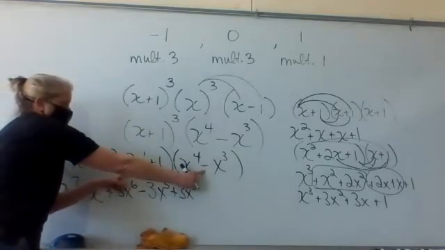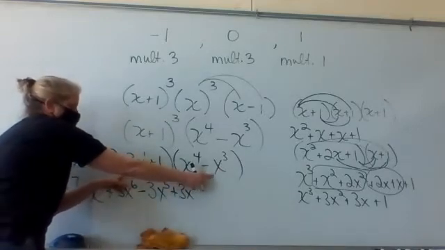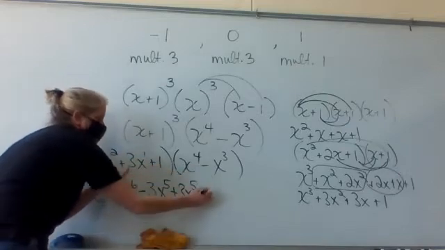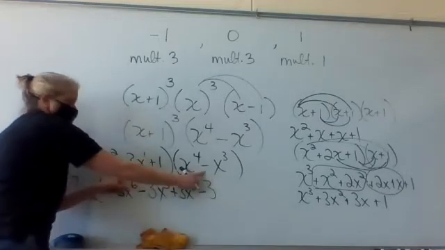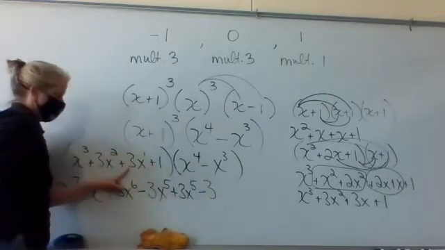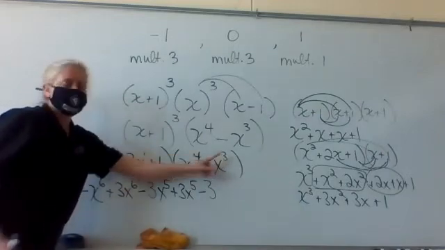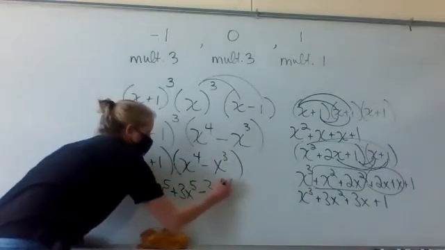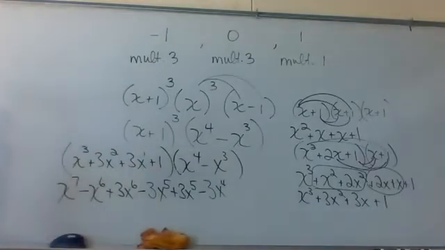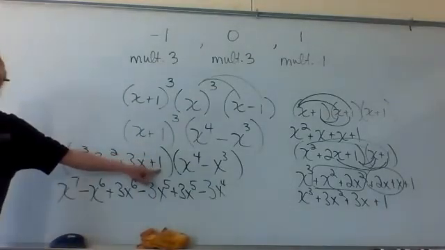And then 3x times negative 1x to the 3rd. So positive 3 times negative 1 gives me negative 3. Got x to the 3rd, so that gives me x to the 4th. So now I'm done with the 3x, and I move to the 1.